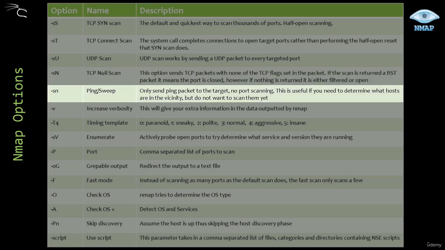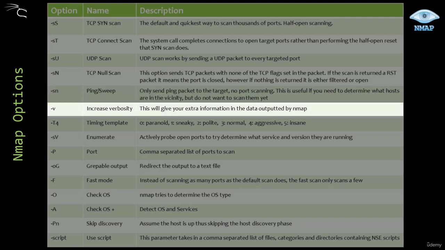The -sn option stands for pinging or sweeping the target. Here we are just pinging the target just to know if it's alive. So if it is alive, we might take into consideration the next step of scanning them. So it's just probing the network without actually scanning. The -v option is to increase verbosity. This will give us extra information and progress information about our scan.